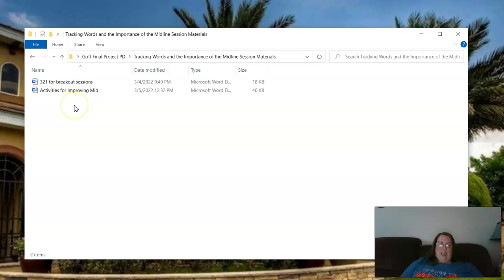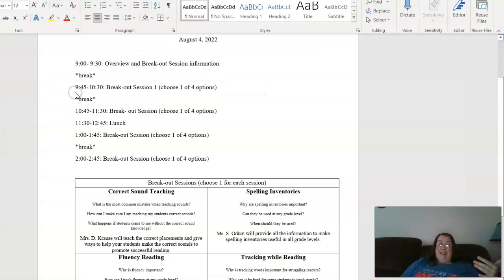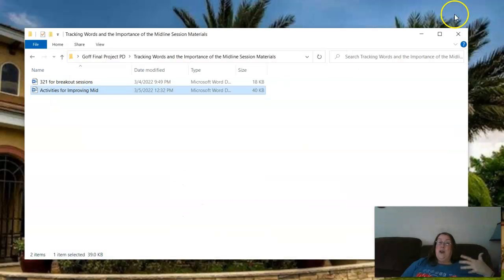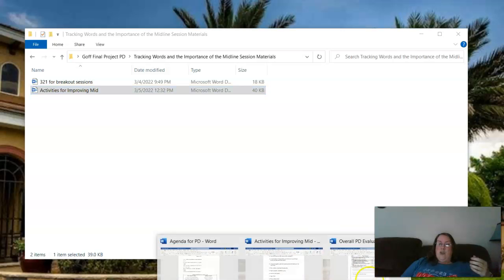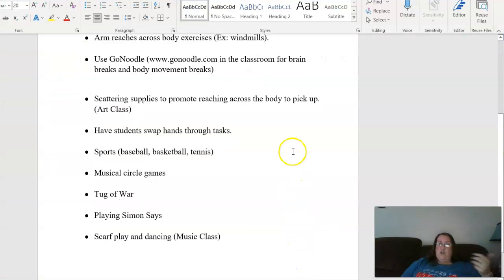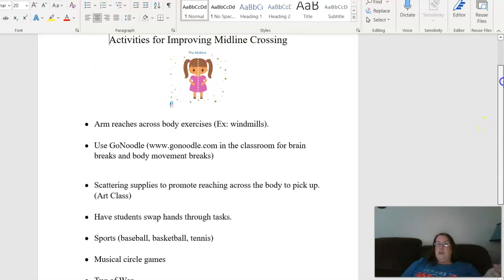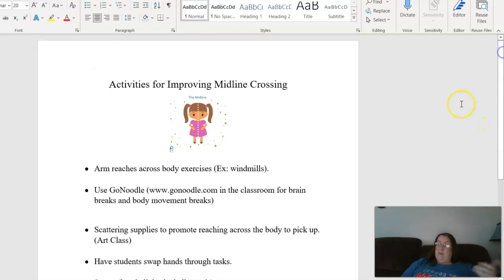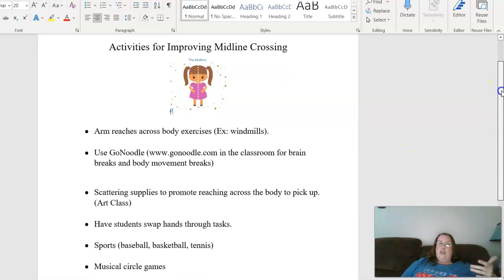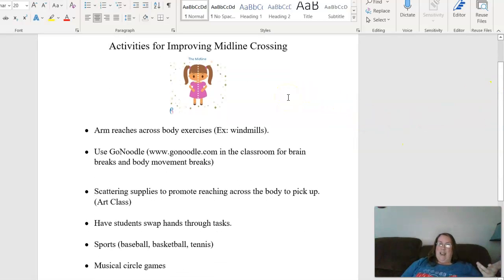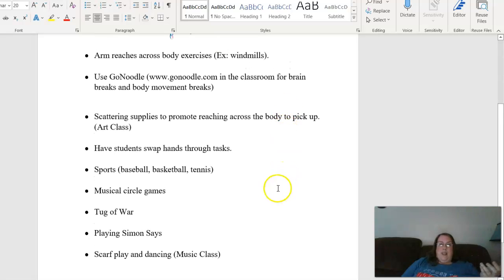And what I've learned is that tracking is a skill that they need their midline ability to help them do. So if they aren't able to cross their midline, they're not going to be able to fully track words to help them with their reading. So what you want to do is improve their midline crossing. There are simple little things you can do in the classroom. In art class, scatter supplies and make them reach across their body and pick them up.